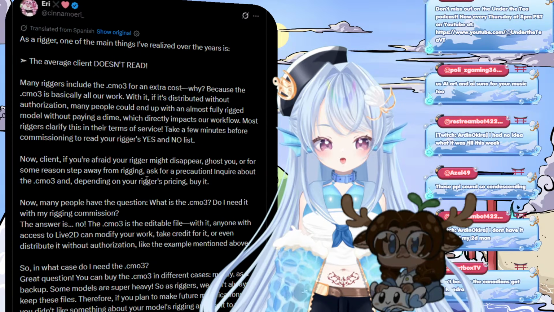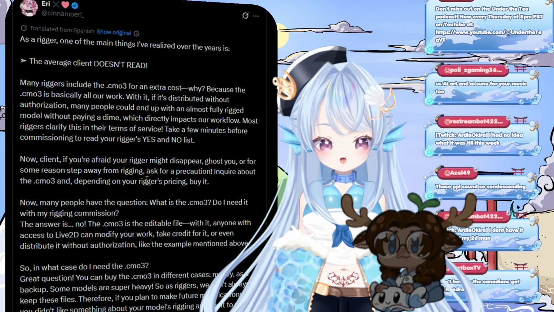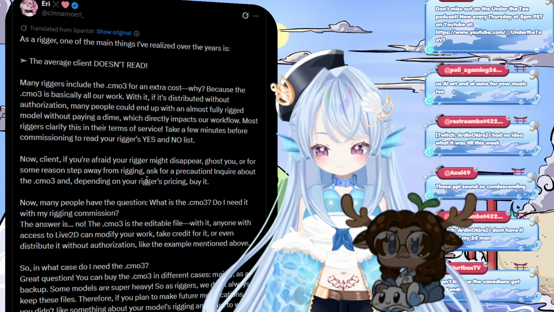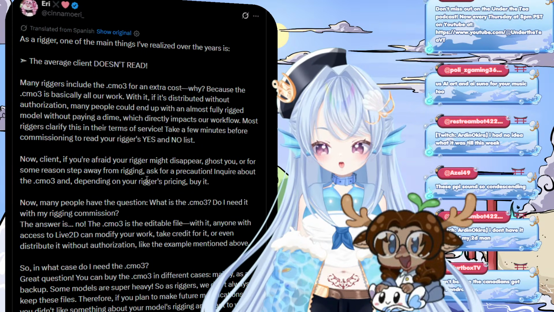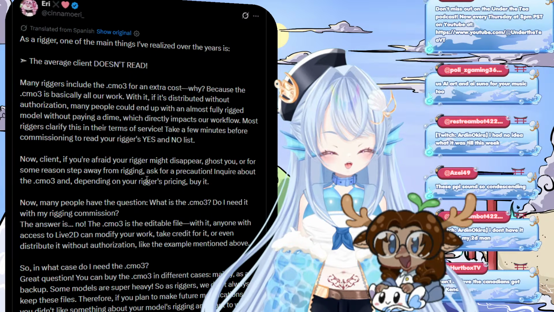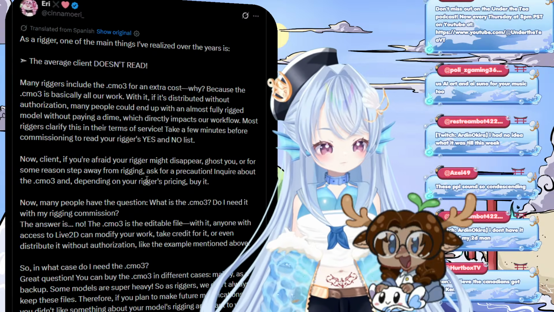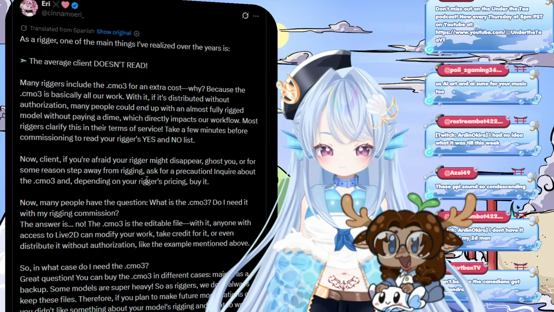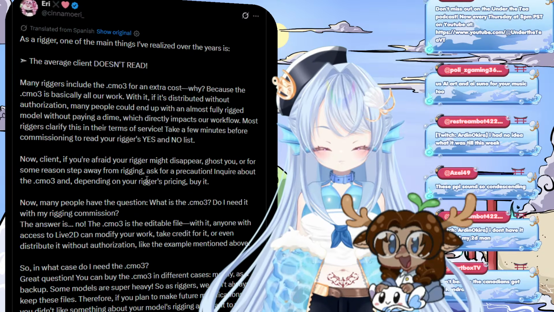Most riggers clarify this in their terms of service. Take a few minutes before commissioning to read your rigger's yes and no list. Again, that doesn't help if they don't know what it is. And number 2, it doesn't matter if you have a yes or no list. Yes or no list only applies to the direct artist because you have art on screen. Not rigging, like, well, we want to rig, but you can't move.